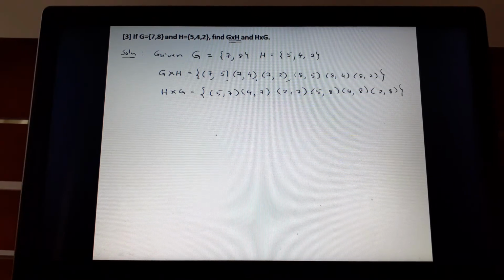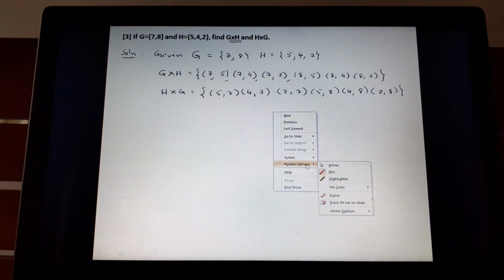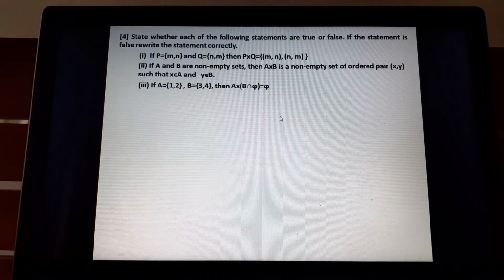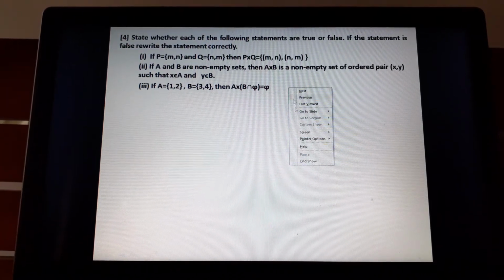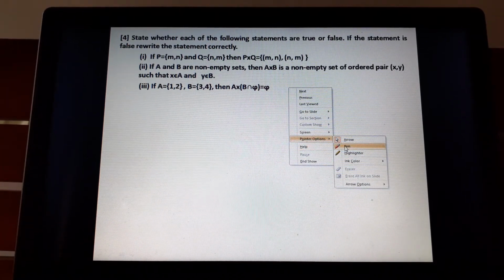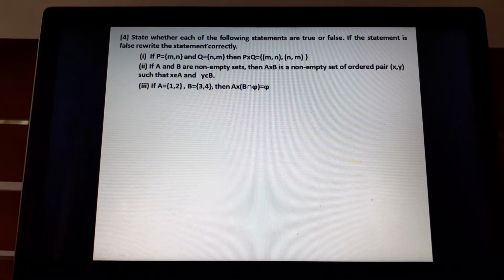So this is the third question. The fourth question is just finding, state whether each of the following statements is true or false. If the statement is false, rewrite the statement correctly. That means you have to correct the statement. So let us do one by one.